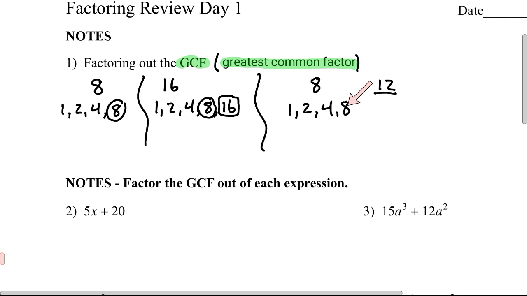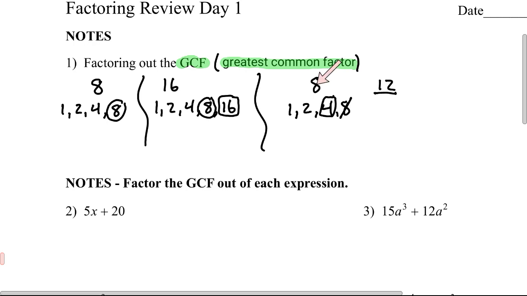I'll start with the biggest one, because I want the greatest, so let's see if the biggest one, the greatest one, fits into a 12. Does 8 divide evenly into a 12? In other words, is 8 a factor of 12? No. So that's not the GCF. And I go down the list. How about a 4? Does a 4 fit into a 12? Yes. So there's an easy way to find the GCF.